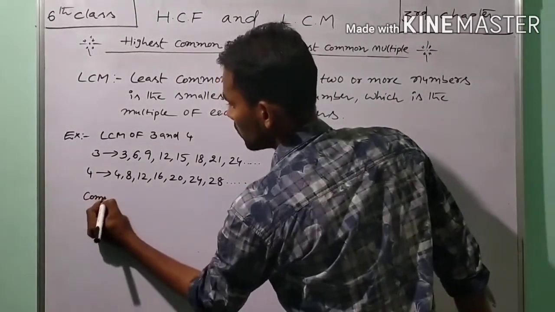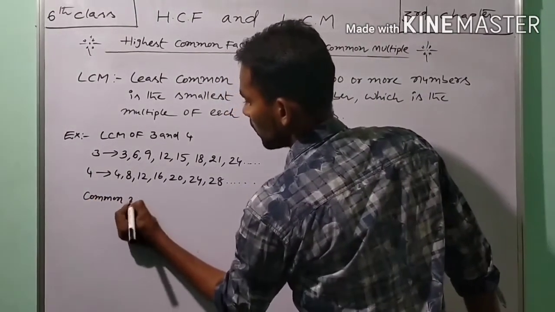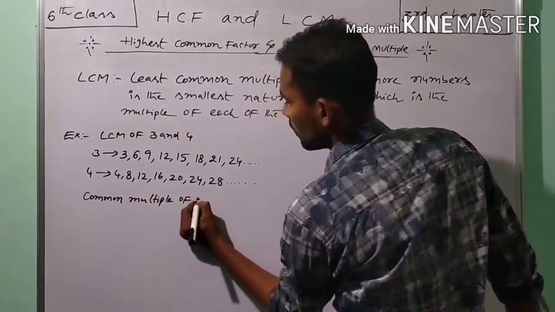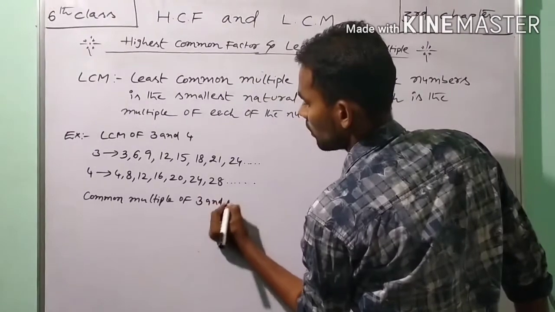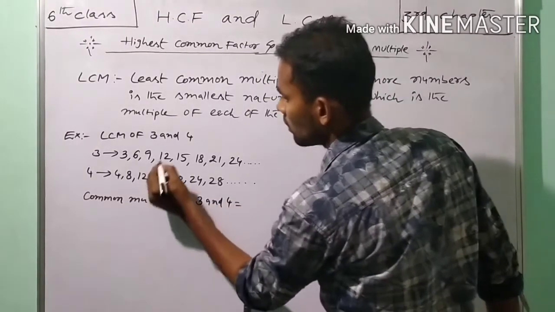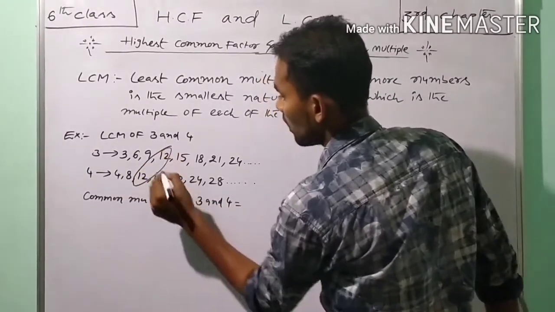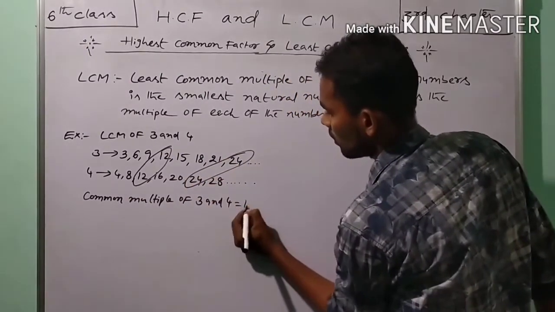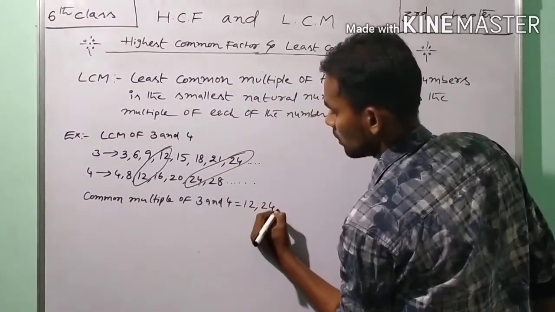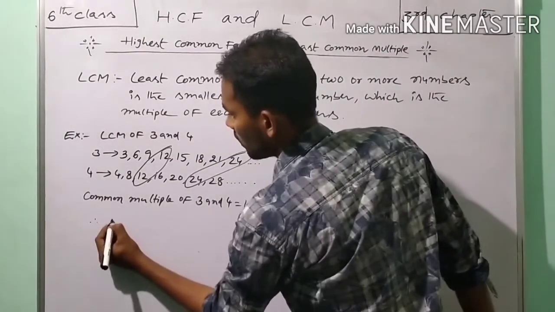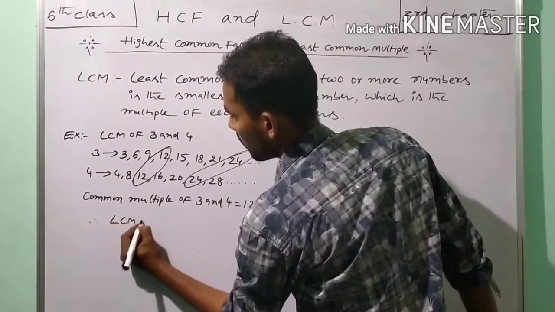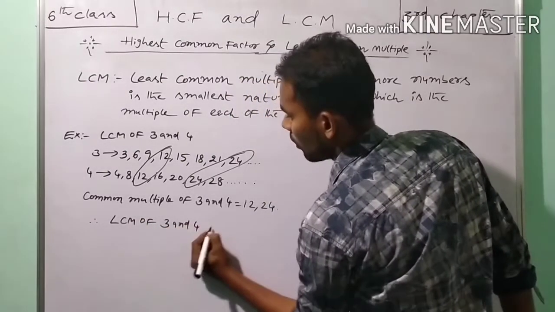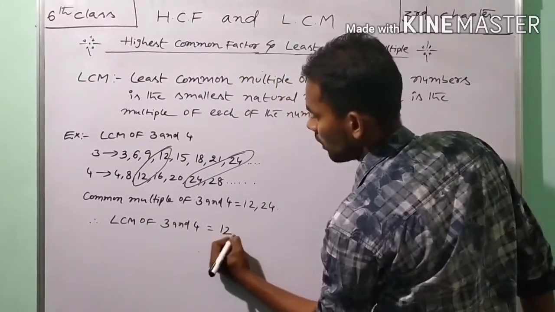Common multiples of 3 and 4 are 12 and 24. Therefore, least common multiple of 3 and 4 equals 12.